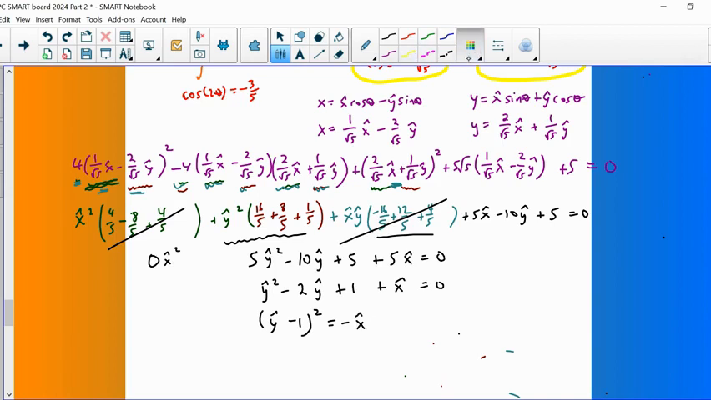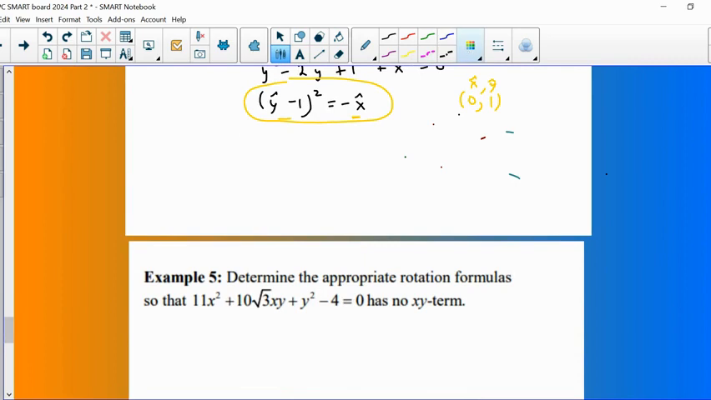I get it, it's kind of tedious to keep writing hats for these, but it just emphasizes it's in the rotated system. So in the rotated system, I know the vertex will be at 0, 1, right? x hat, y hat will be 0, 1. And since it's y squared equals negative x, it's going to be opening towards the left. I'm not going to be as particular about being real accurate with these, but what we can do is at least get a sketch.